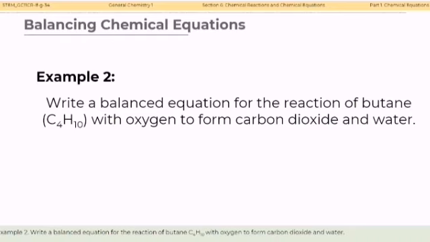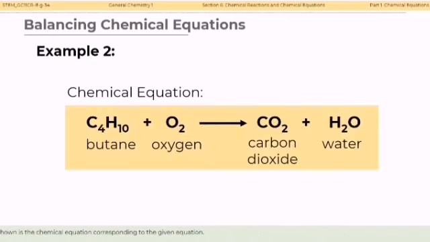Example number 2. Write the balanced equation for the reaction of butane, C4H10, with oxygen to form carbon dioxide and water. Let us answer. Shown in the chemical equation corresponding to the given equation, we have butane combined with oxygen will yield carbon dioxide and water.